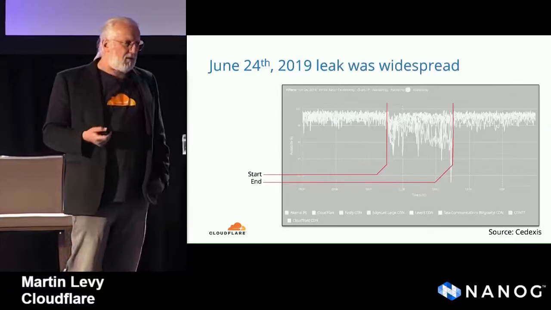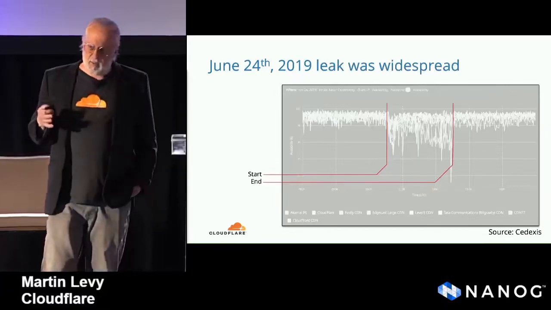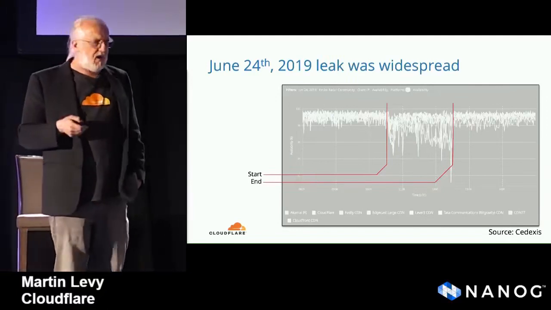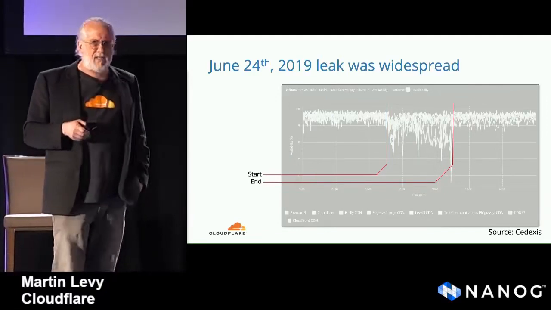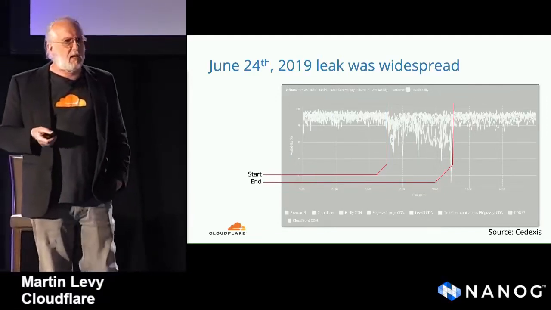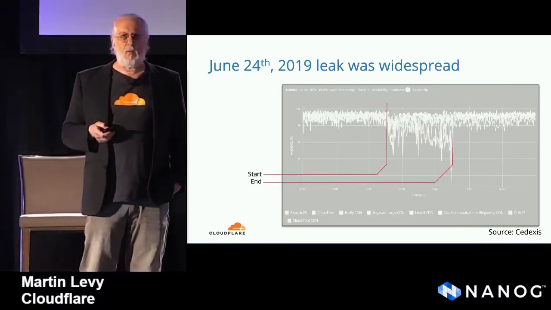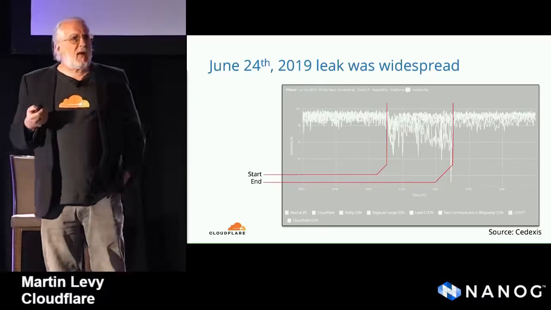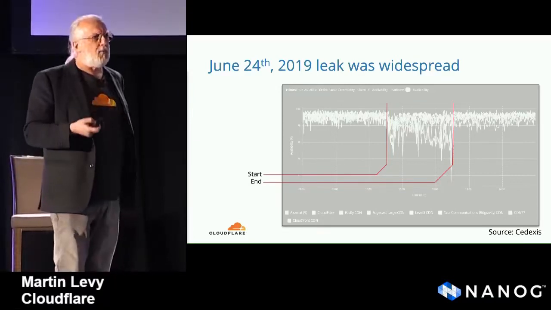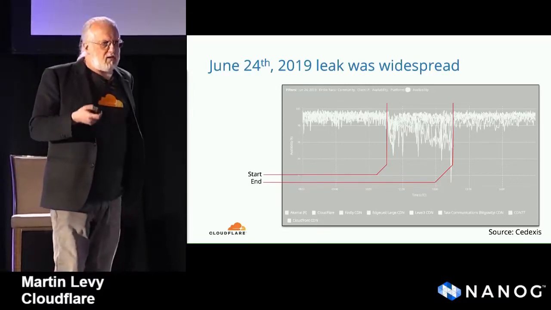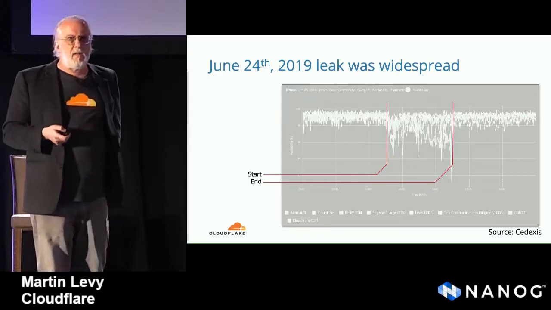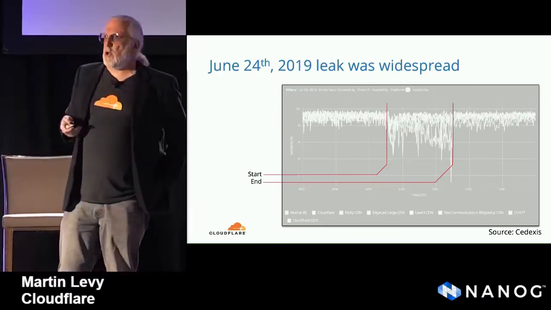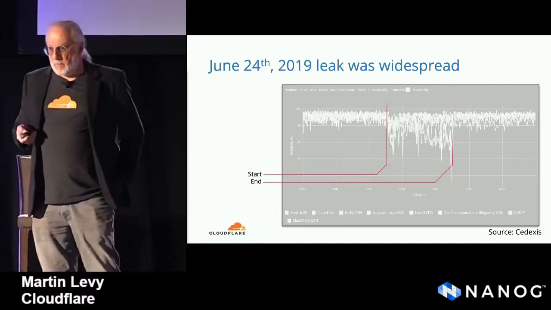So this route leak lasted about an hour and a bit. It started, it affected traffic. This is a graph from Thousand Eyes. Thousand Eyes is a company that measures content delivery network performance. And absolutely, as this route leak occurred, the performance of Cloudflare deteriorated. And it had a known start, and it absolutely had a known end.